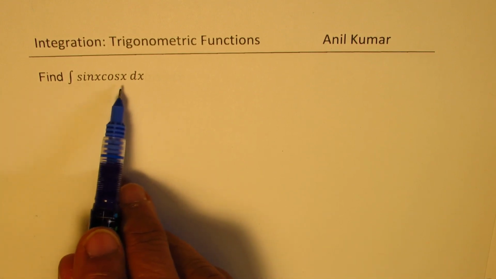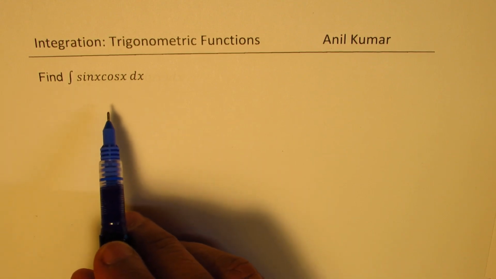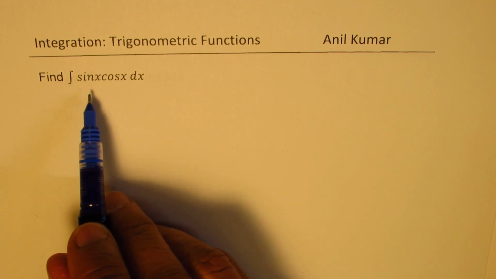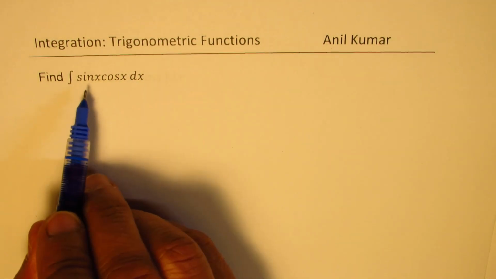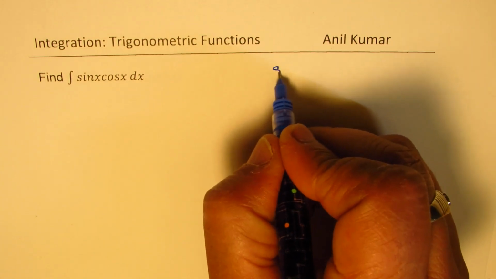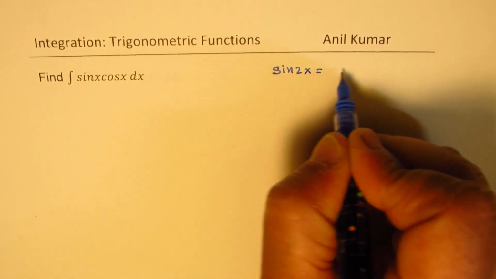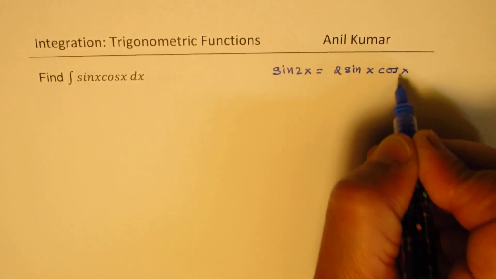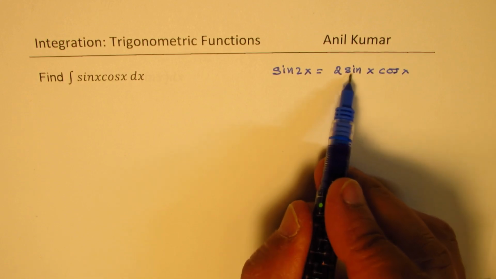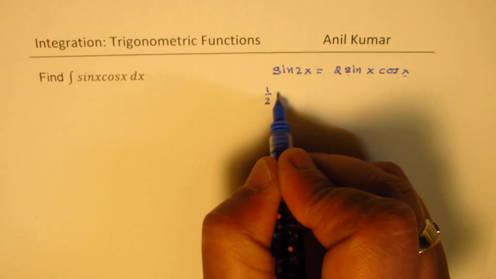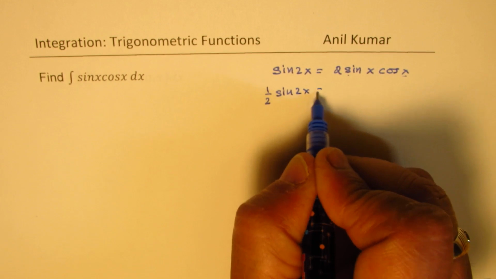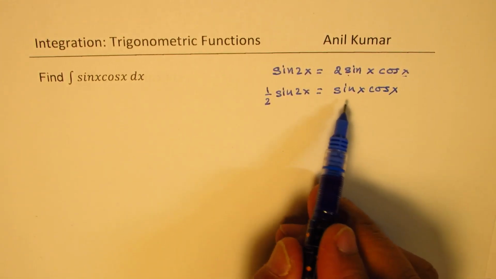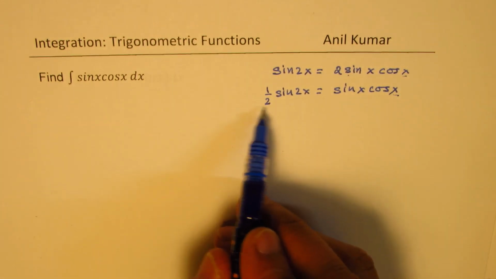Now, sine x cos x. Now this formula you can actually derive from sine a plus b, right? So actually speaking, sine 2x is 2 times sine x cos x, correct? So that's the formula which we can use. Now sine x cos x will be half of sine 2x. Perfect. So let's replace sine x cos x with half of sine 2x.